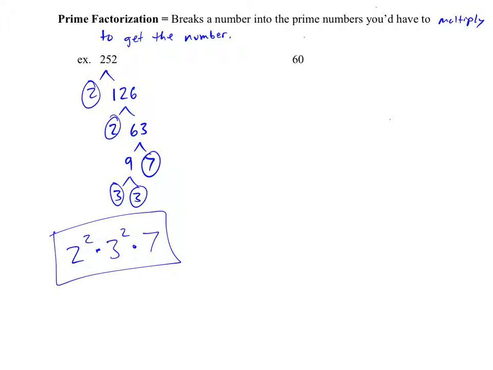60. Same thing. Oh, I heard a 6 and a 10 from somebody, so I'll back up and do that. So 6 and 10. You could do 2 and 30, totally fine. You'll get the same answer as me. 6, I'm going to break it up into 2 and 3. And 10 is going to be 5 and 2, or 2 and 5. So 2 squared times 3 times 5.